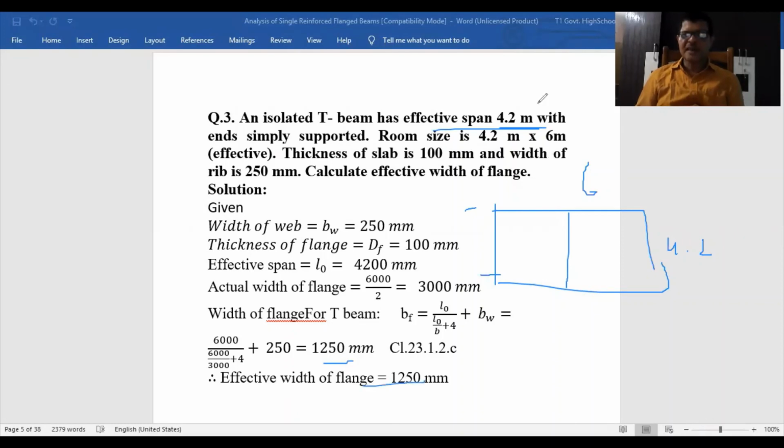So these are some of the examples on T-beams with effective width of flange. In another class, we'll see the detailed design of flange sections. With this, we end this lecture, and we'll discuss the design of flange sections in the next class. Have a nice day.